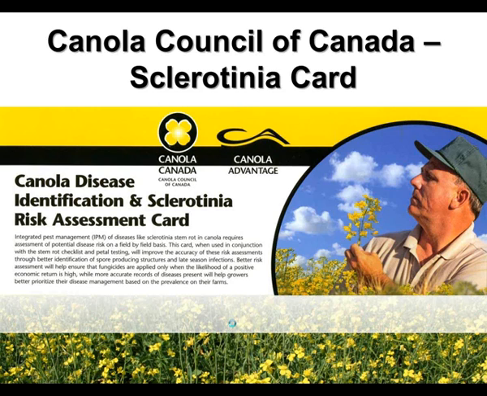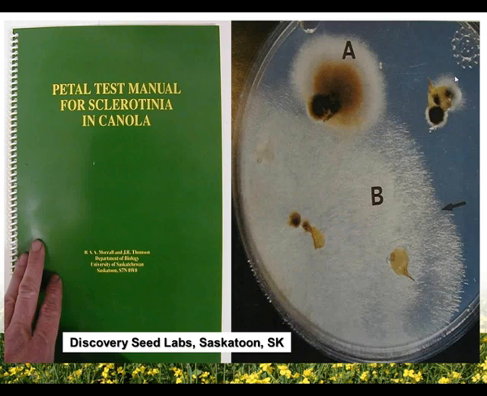You can do petal testing, and this slide shows you an agar plate. Basically the test consists of plating out canola petals on an agar medium, and then a variety of different fungi grow out, and based on the appearance of the particular fungus, you can identify it as being Sclerotinia or something else. So this large colony of fungus here is the Sclerotinia fungus. These dark-colored ones here, orangey, are not.